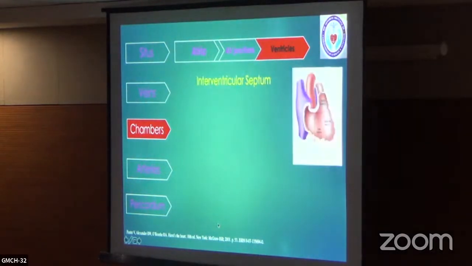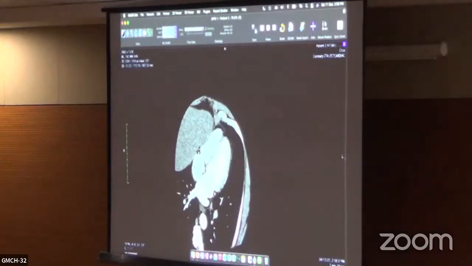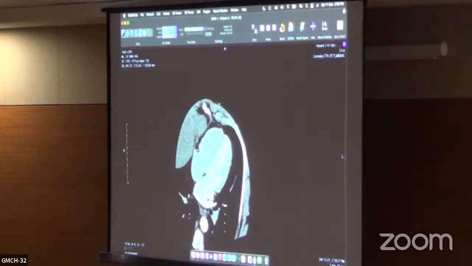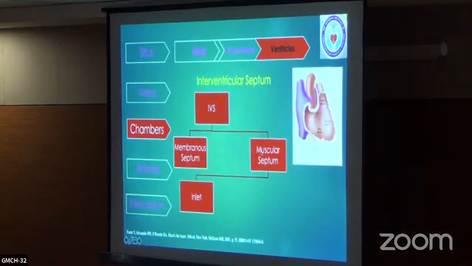So let's go on to the interventricular septum. The interventricular septum is again divided into 2 parts: the membranous interventricular septum and the muscular interventricular septum. So when you see the 4-chamber view, you can see that right at the atrioventricular junction, it's a very thin interventricular septum, and this is the membranous part. The rest of it is a thick fibrous muscle. Okay, so that is the muscular septum, and the muscular septum is again divided into 3.